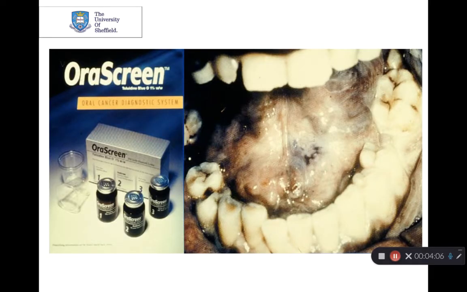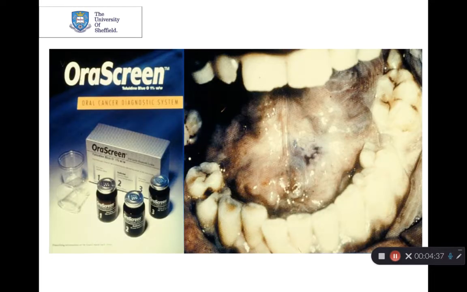So here is Oroscreen. Oroscreen essentially appeared on the scene when I was a student. And it is a blue stain for the oral mucosa. It is based on toluidine blue, and that is a stain which actually stains nucleic acids. And so when you have a lesion which has more cells, more DNA content, well then when you use this stain, it's going to stain blue. And you can see from the picture here that there's a lesion in the floor of the mouth with that blue stain that you can see.